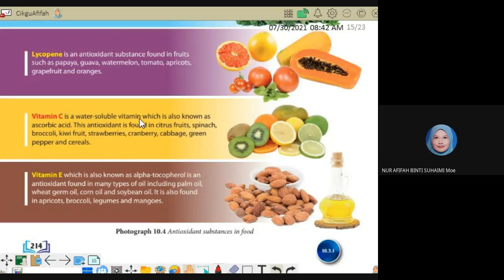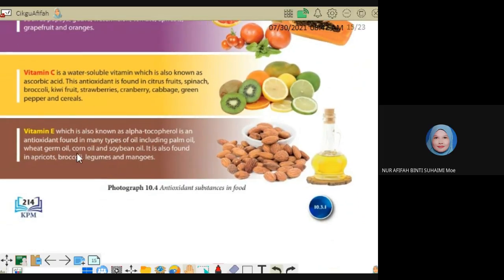Vitamin C, biasalah vitamin C mesti dah familiar kan. Water soluble vitamin. Water soluble vitamins mean it can soluble in water. Dia boleh bercampur dengan air. Water soluble vitamin that also known as ascorbic acid. Vitamin C or ascorbic acid. Chemistry name is ascorbic acid or vitamin C. So this one found in citrus fruits, spinach, broccoli, kiwi, strawberry, cranberry, cabbage, yang rasa masam-masam lah.